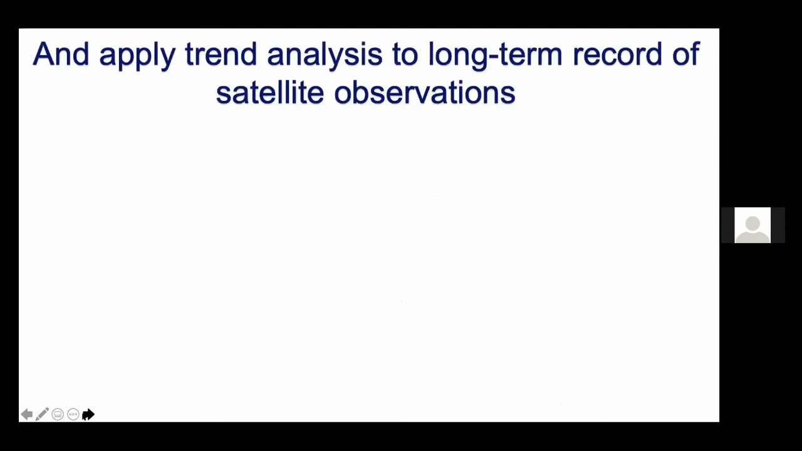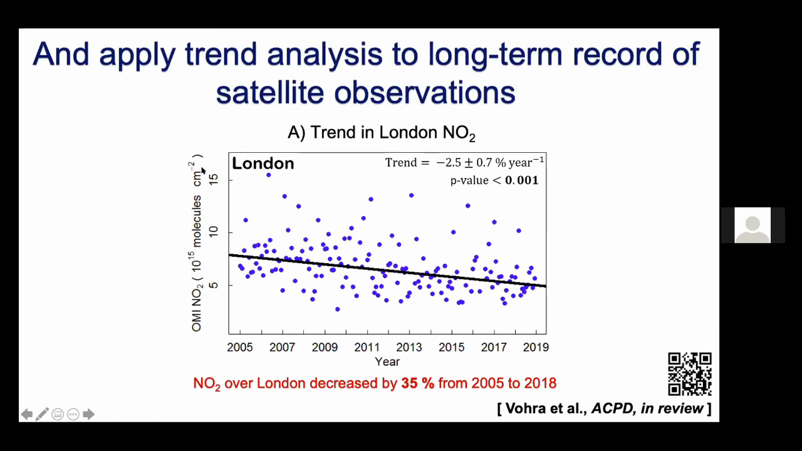Now, after doing successful validation, we did trend analysis to the long-term record of these satellite observations. And this is where BERA sources play a major role, because it's a lot of data that we have for each pollutant. So here is a time series of satellite-derived nitrogen dioxide levels for London from 2005 to 2018. And this is the trend line, the black is the trend line, and we see a statistically significant declining trend, which tells us that the nitrogen dioxide levels over London have decreased by 35% in these 14 years. This indicates that the policy changes have been effective.